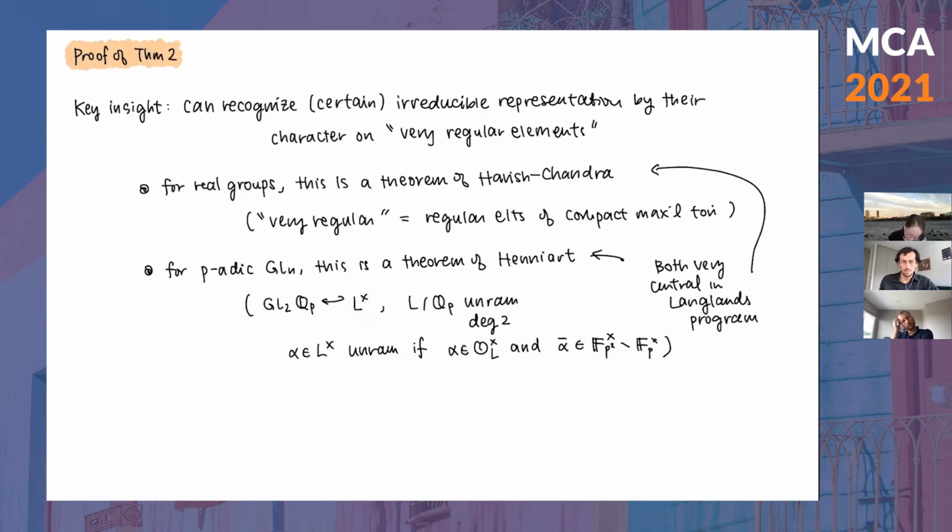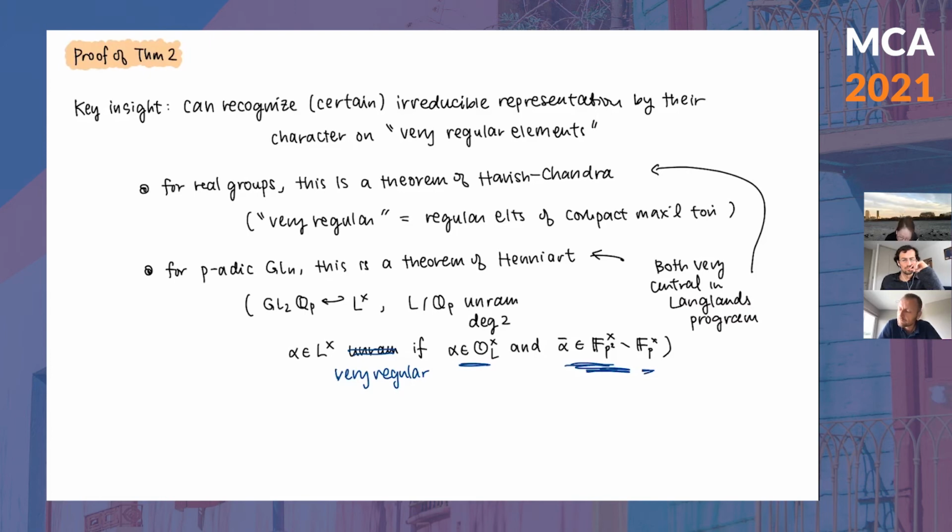And this alpha inside L cross is very regular if this alpha first is inside the units, and moreover, its image inside the residue field doesn't sit inside any smaller subfield. So it's in FP star just by assumption, but it's not in FP. It's in FP squared star, but it's not in FP star.